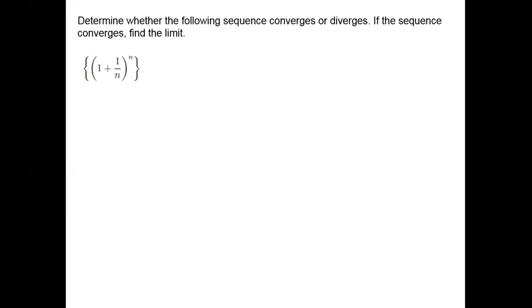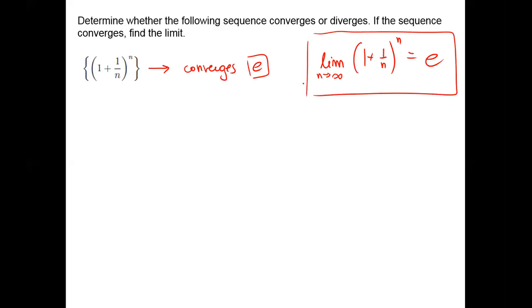1 plus 1 over n to the power of n. We probably recognize this limit from different sections in our calculus textbook. And we know that this limit is actually e. Converges to the quantity e. I would really like you to remember this: 1 plus 1 over n to the power of n at infinity is e.